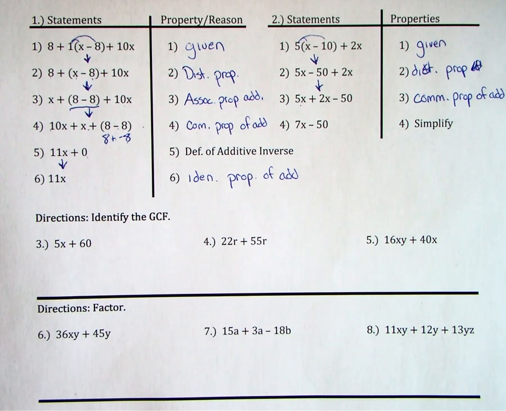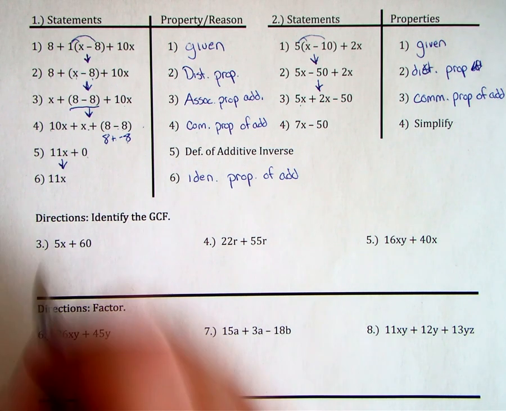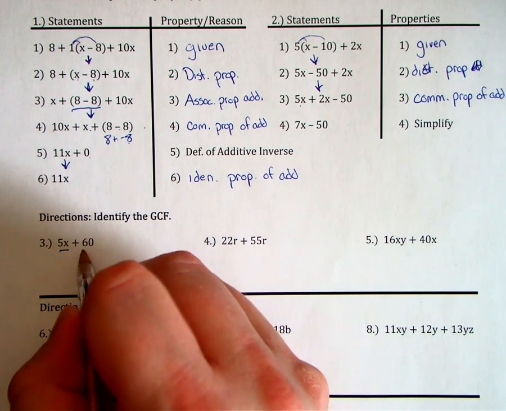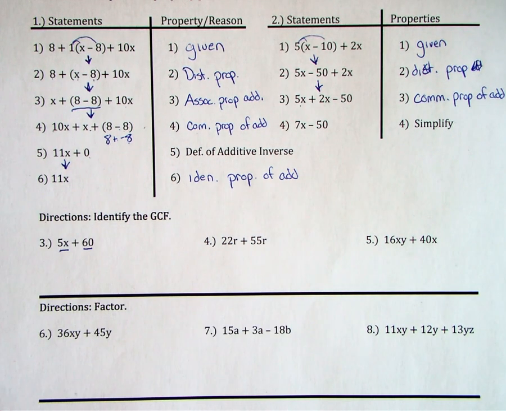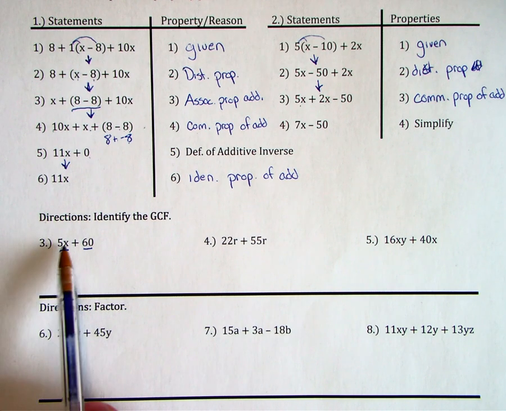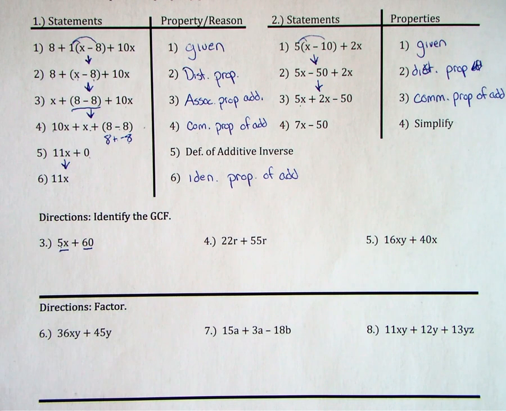Question number 3. Identify the GCF, or the greatest common factor. And we use greatest common factors to factor problems down into their simplest form. And so if I'm looking for a greatest common factor, I want to know what in this term has an identical factor in the second term. Or we could ask, what could I divide both of these numbers evenly by?